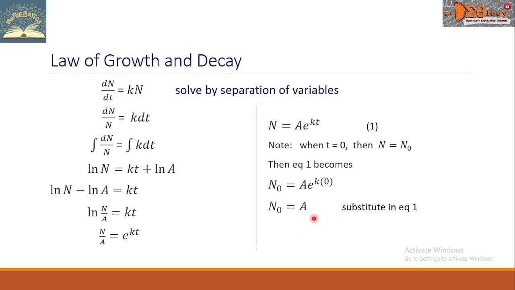Next, we will substitute the value of a in equation 1. And equation 1 becomes N is equal to N sub 0 times e raised to the product kt. This is now equation 2. And this equation 2 is our working formula for this law of growth and decay.